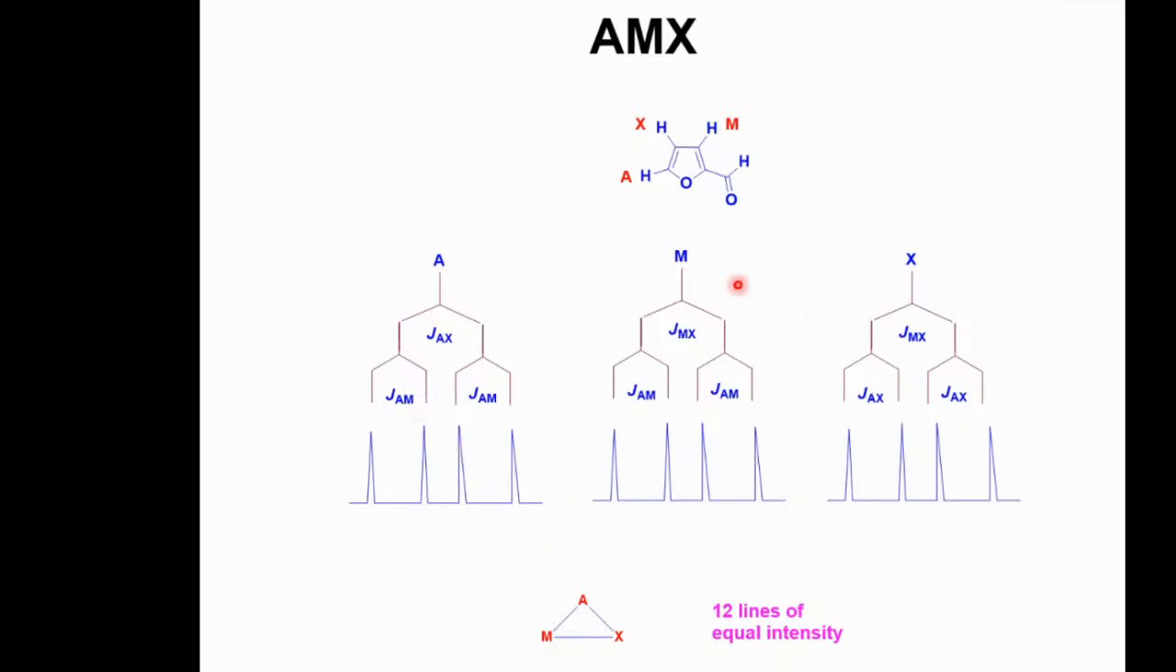So similarly, M also couples with X to form a doublet, JMX. And each line of the doublet is further split into a doublet, JAM, again a doublet. And if you measure this spacing and this spacing, they should be identical. So that way you can confirm which are the doublets. Now let us take X, the third proton. It couples with M. You will have a doublet. Of course, you cannot see that as a separate signal because it further splits to a doublet, JAX. And again, you get a double doublet.